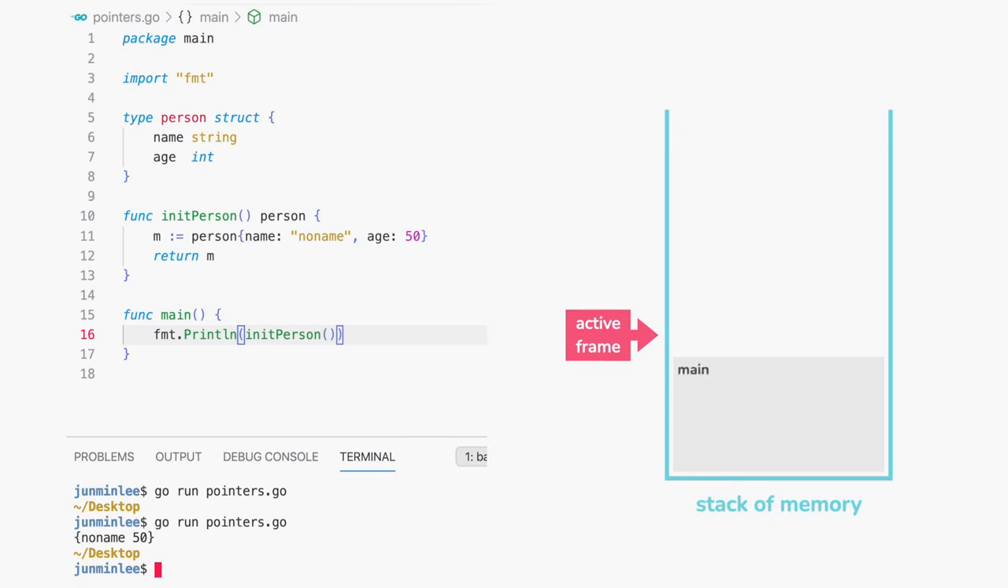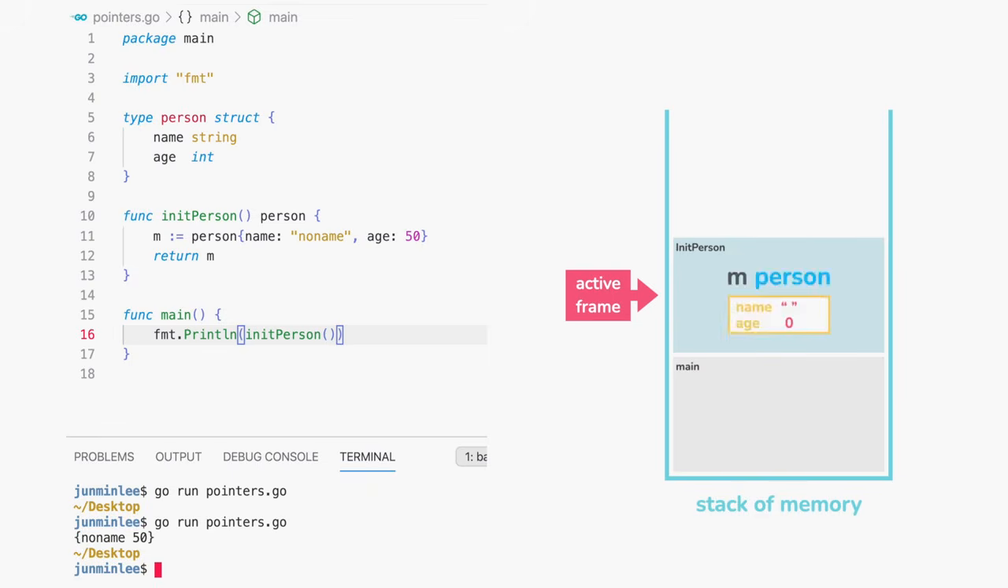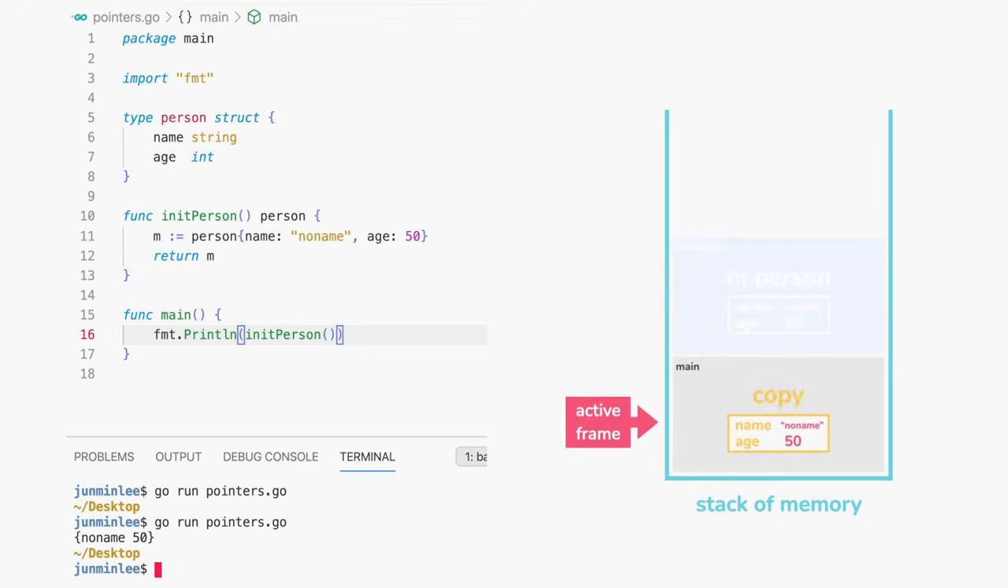Then when we call initPerson, a new frame is created and allocates m. And then we change the values in m. Because of the isolation of the initPerson frame, we cannot simply send m to main. Instead, we will be making a copy of it in the active frame. So that's what happens when you return a value.